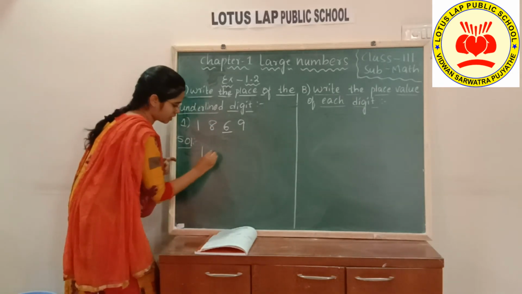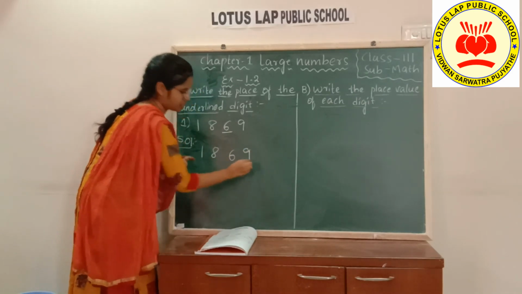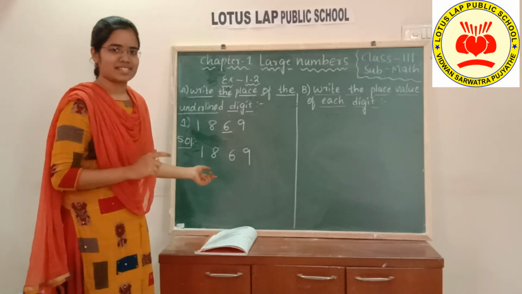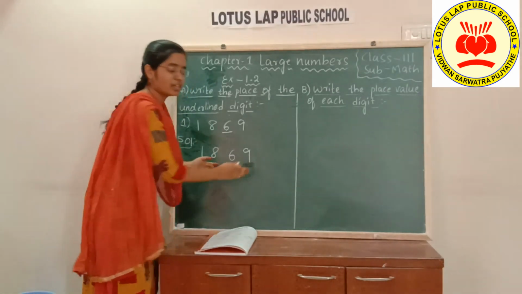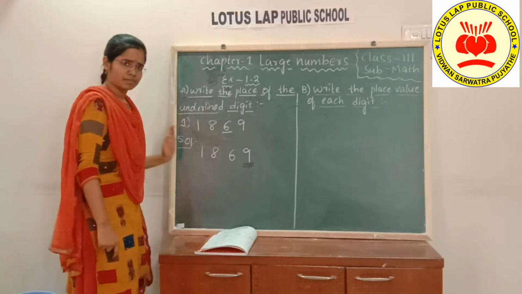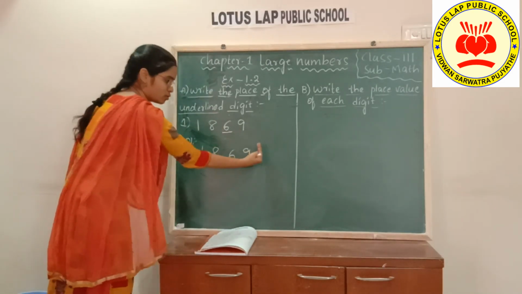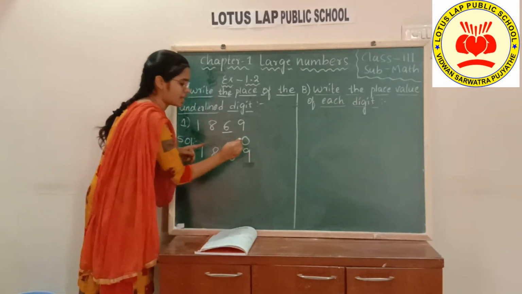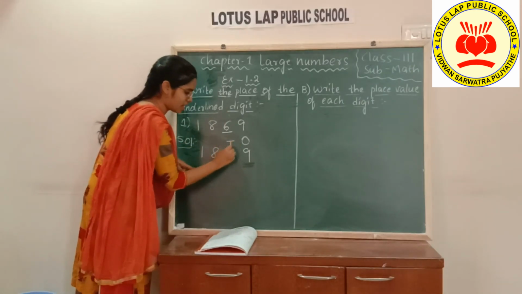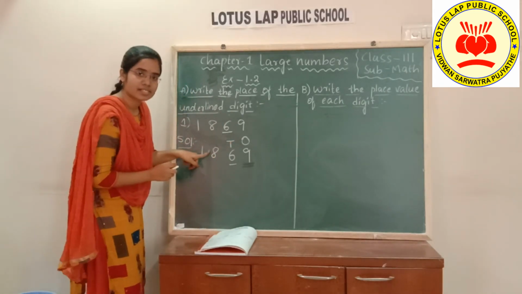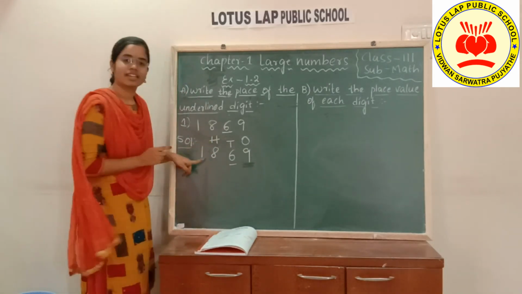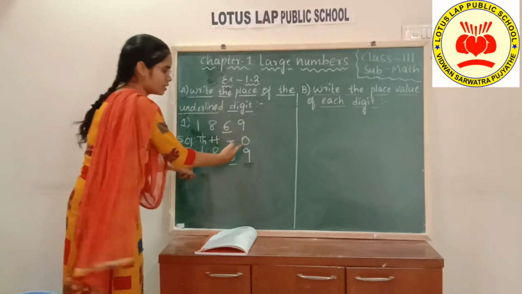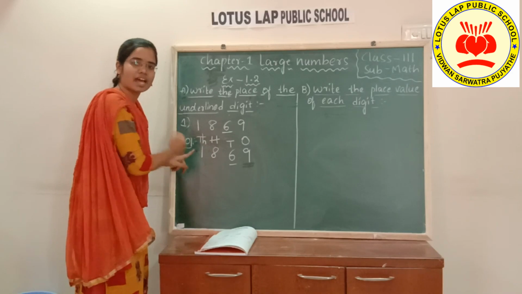So I am writing the question again: 8, 6, 9. What we need to do now is arrange the places. From where do we need to start? From the left side or the right side? Yes, we need to start from the right side. The very first place is ones place. Next, tens place. Next, hundreds place. And the last one is thousands place. Very good, children: ones place, tens place, hundreds place and thousands place.